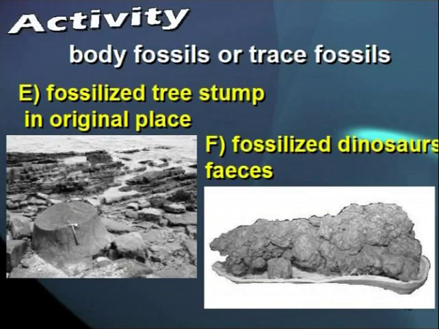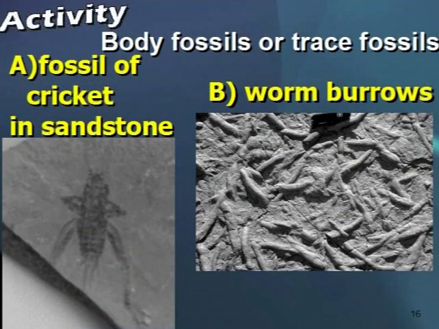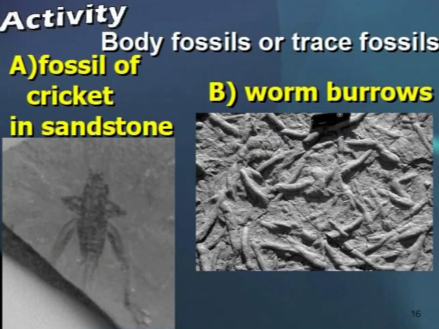Letter A, Shannon, first hand, second hand, Samuel. Give us your answer for the fossil of a cricket in a sandstone. Trace fossils. Trace fossil, class, you agree? Right? Shannon, good try. What is the answer? Body fossil. Okay. It's a body of an insect, which is the cricket. Receiving students, if you have body, good on you. Give yourself a tick.